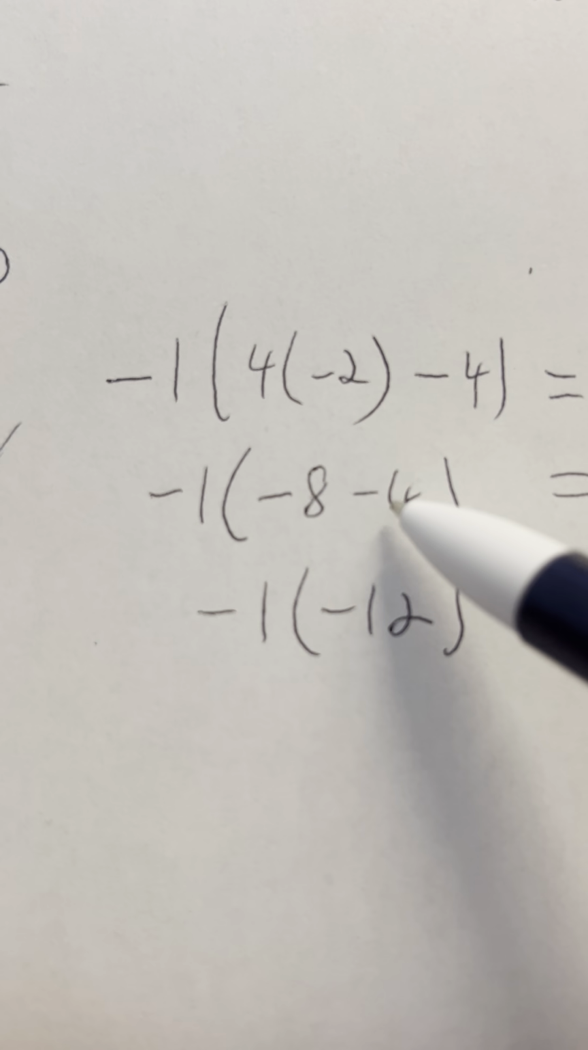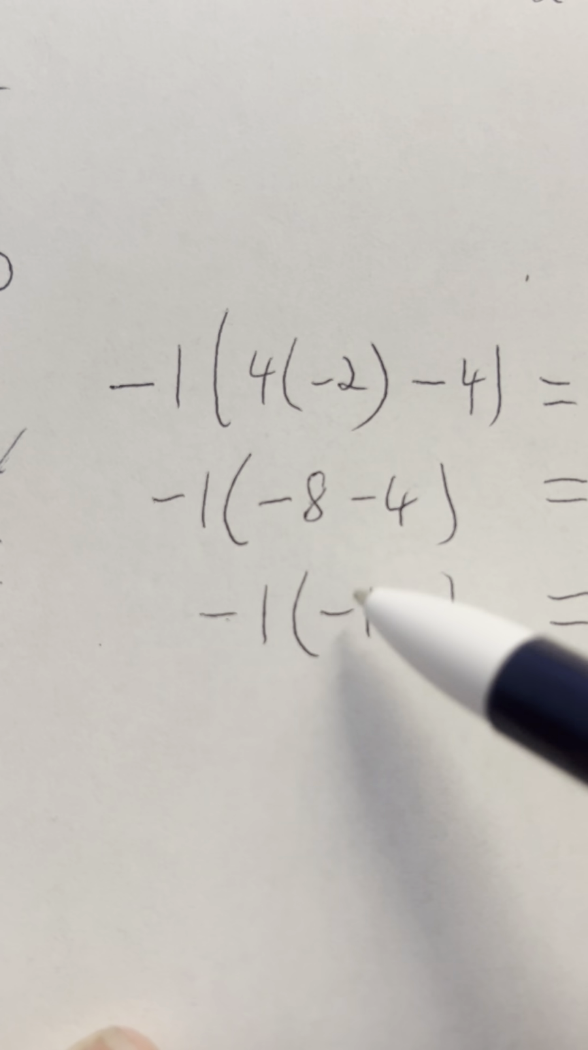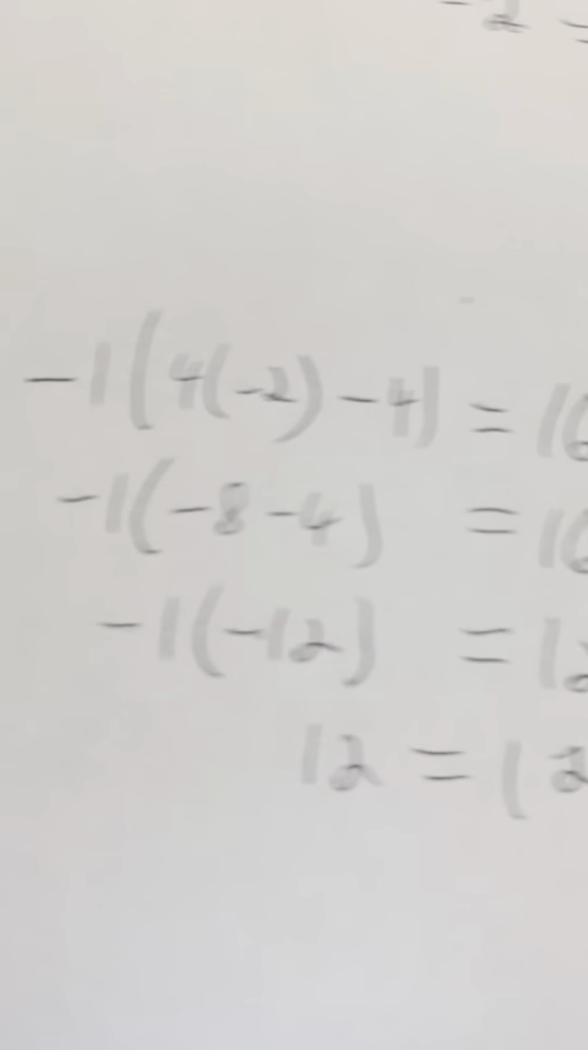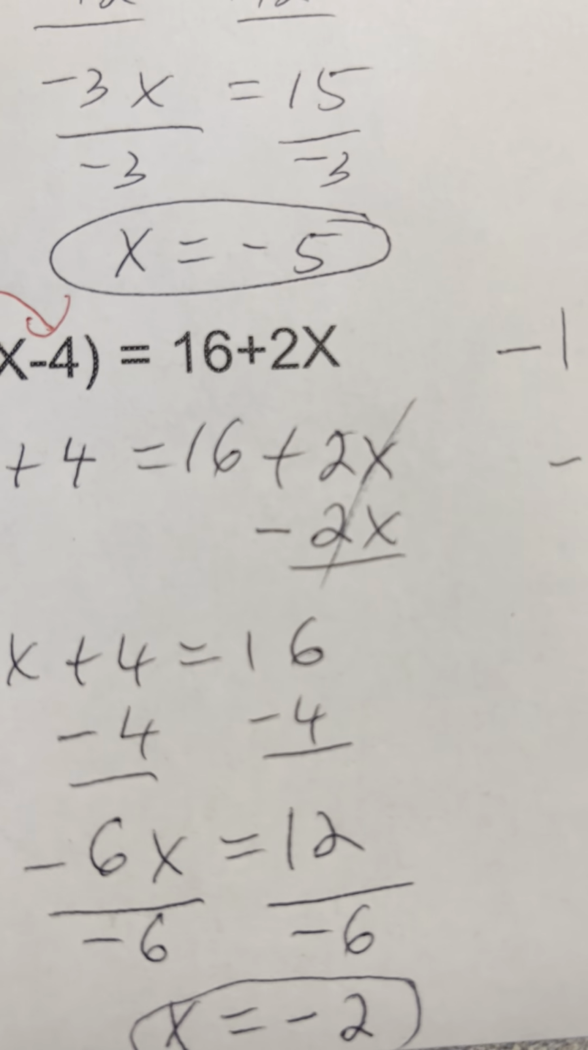So negative 8 minus 4 gives us negative 12, and negative 1 times negative 12 is just 12. So both of these did equal each other. That means we did our equation correct. All right. So our answer was negative 2.